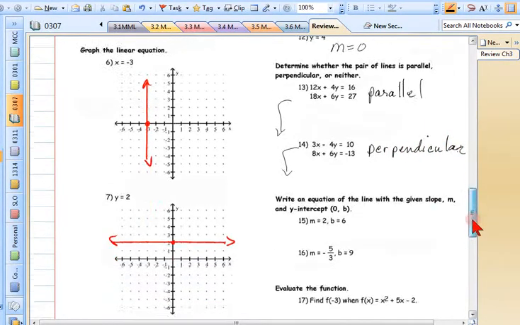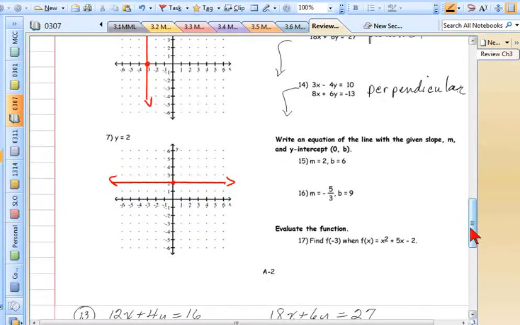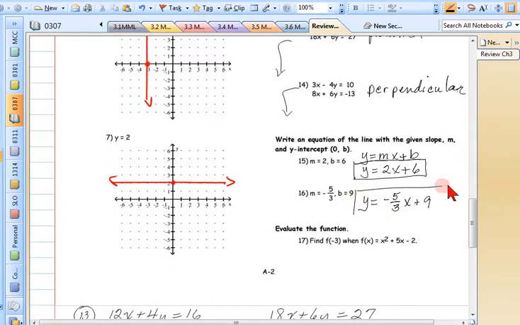All right, last few problems. Number 15. Write an equation of a line with the given slope m and the y-intercept b. All I need to do is remember that it's in the form y equals mx plus b, so it is y equals 2x plus 6. That's the equation of my line. Just as easy for number 16, it will be y is equal to negative 5/3 x plus 9. Just make sure that you notice if one of those values is negative.